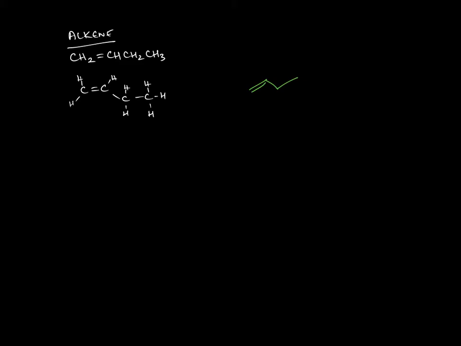So this is our 4 carbons in a row. 1, 2, 3, 4. This is 4 carbons in a row. And you can see the condensed structure at the top. As I've mentioned previously, condensed structures have multiple correct ways to do them.